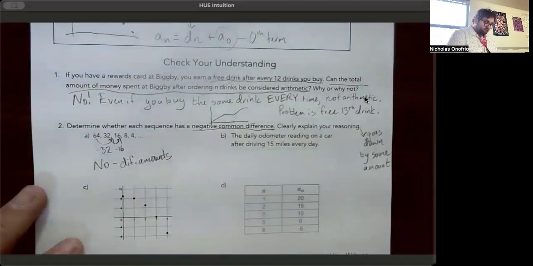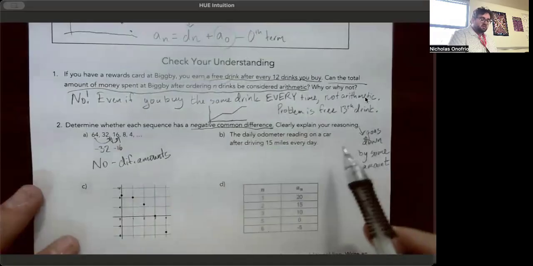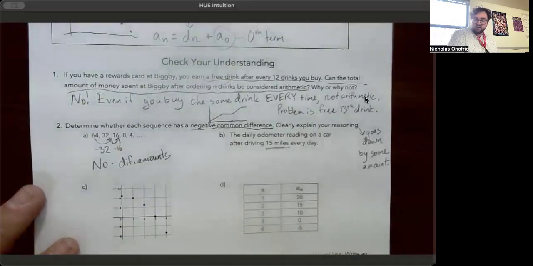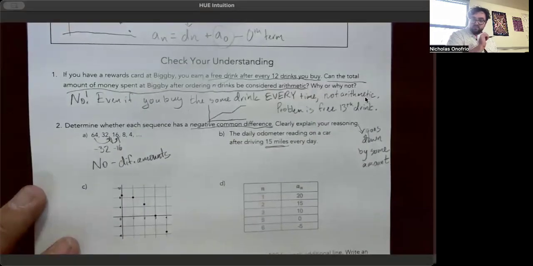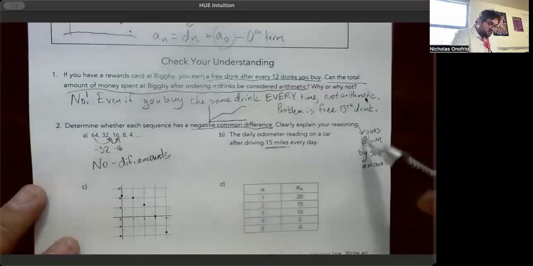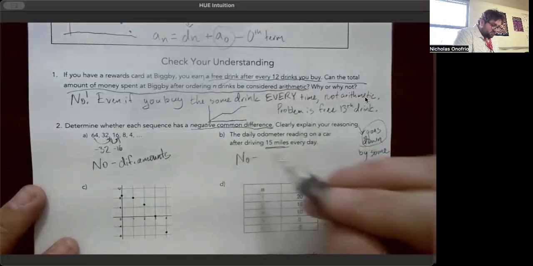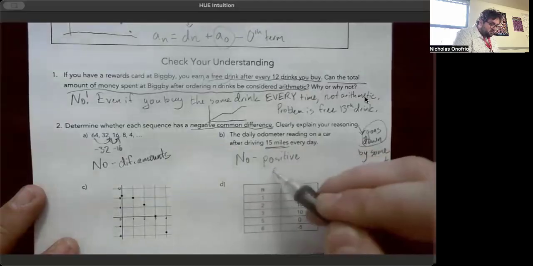Looking at problem B, the daily odometer reading on a car after driving 15 miles every day. So we're happy if we drive 15 miles every day, it's automatically going to increase by the same number. But we forget the second part. It needs to go down. This is not good because it has a positive common difference.